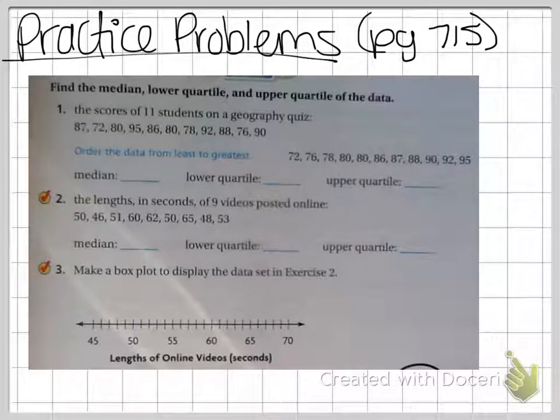All right, and here are your 3 practice problems. They're located on page 715 in your math book. Enjoy the rest of your day.